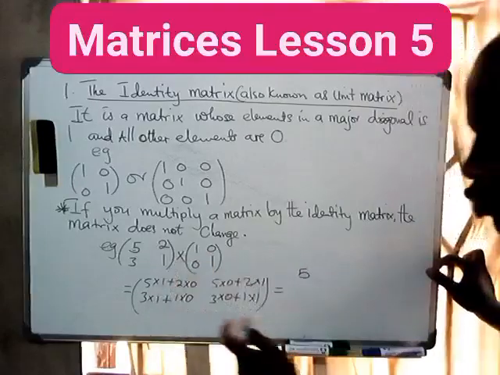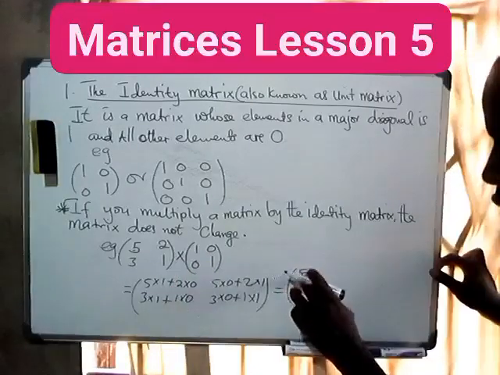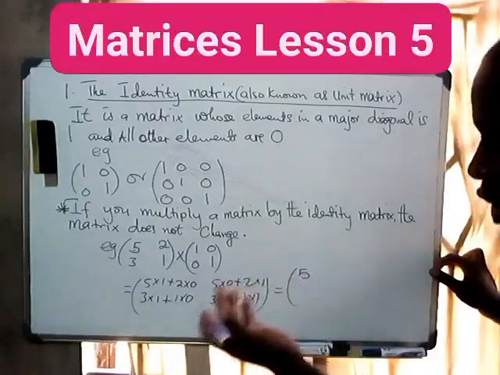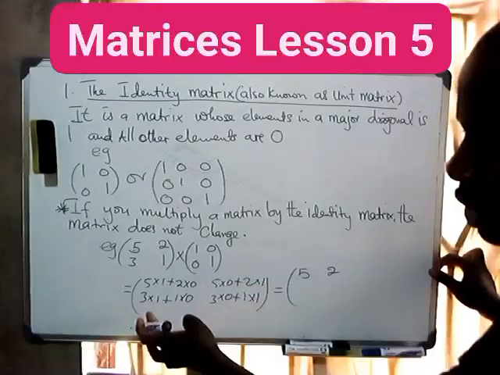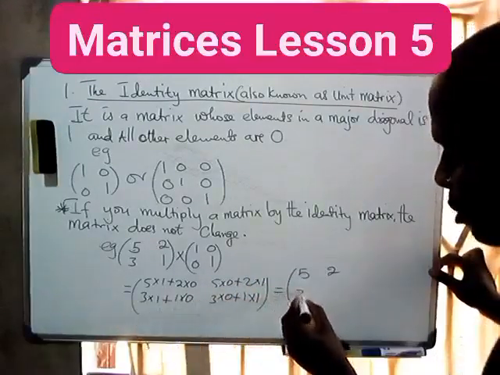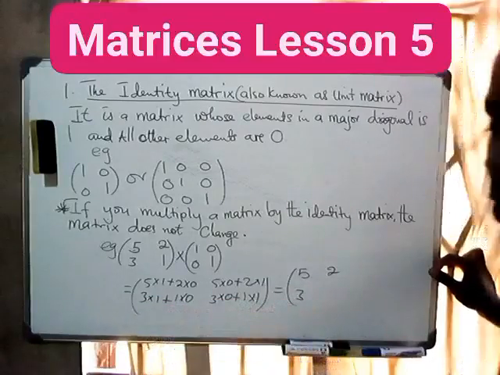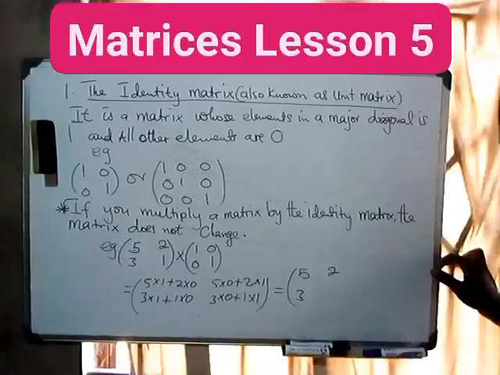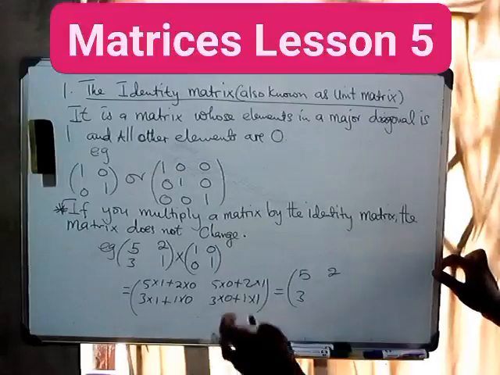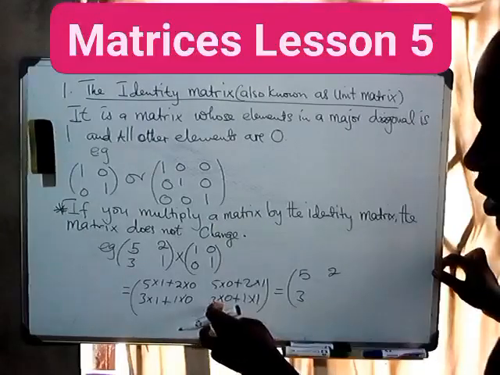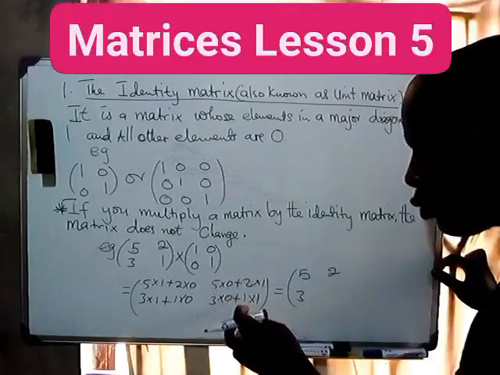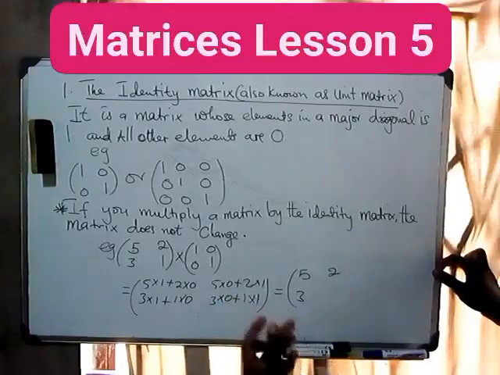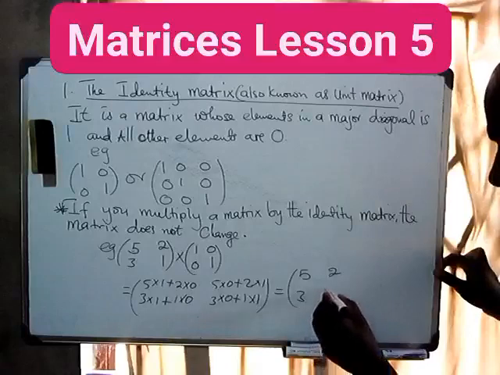So we are going to have 5, because 2 times 0 will still be 0. Then 5 times 0 is 0, plus 2 times 1, the answer will be 2. Then 3 times 1 is 3, plus 1 times 0 is 0, so it is the same 3. Then 3 multiplied by 0 is 0, plus 1 multiplied by 1 is 1. So 0 plus 1 is 1.